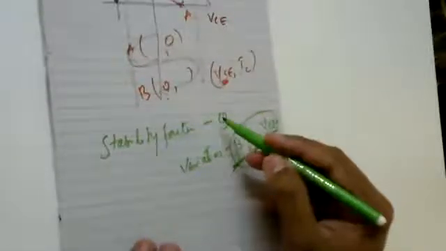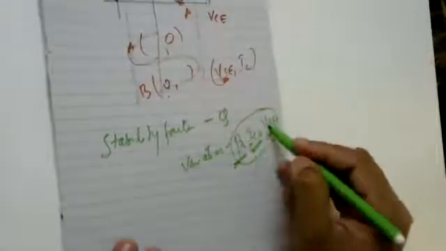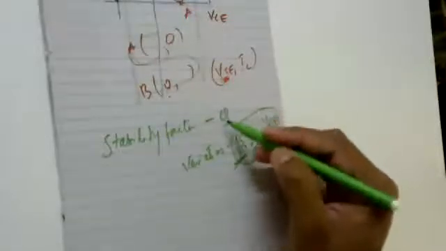The term is very, very important. They are insensitive to the beta, ICO, and VBE. I simply mean to say I have to design my Q point such that it becomes independent of beta, ICO, and VBE. However, I cannot make it completely independent, but I can ensure that small variations in the value of beta, ICO, and VBE will not make a major difference in the position of my Q point. Okay, is it clear to you?